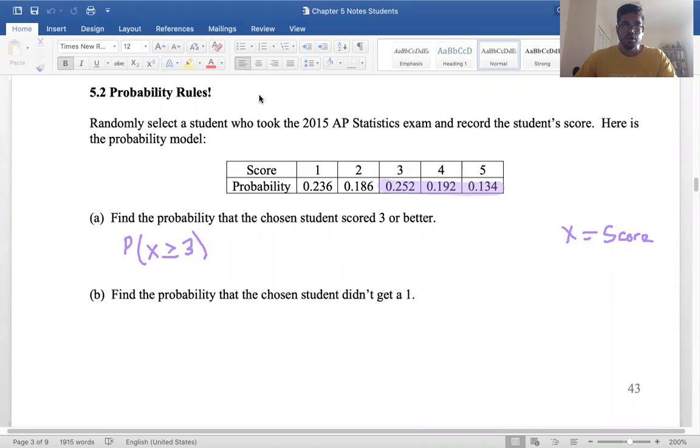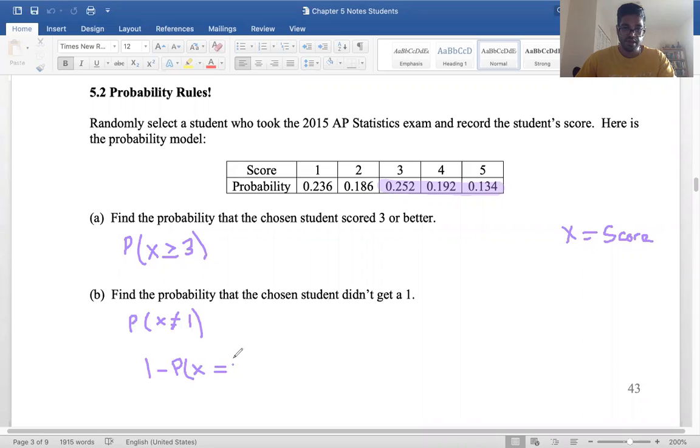On the next one, similar type of thing. We're asking what's the probability that a student did not get a 1? That's the same thing as saying the probability that x does not equal 1, which is the same thing as 1 minus the probability that x equals 1. And I want you to think about why that's correct.